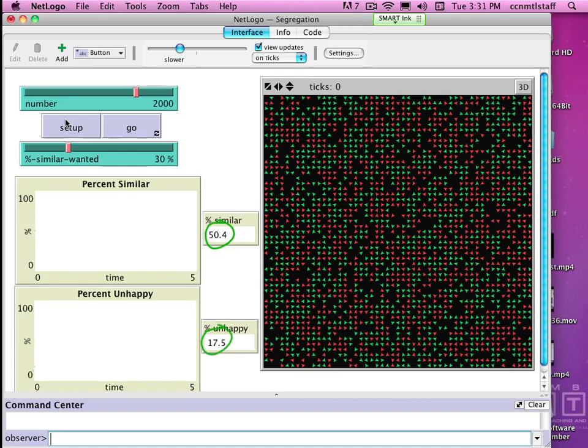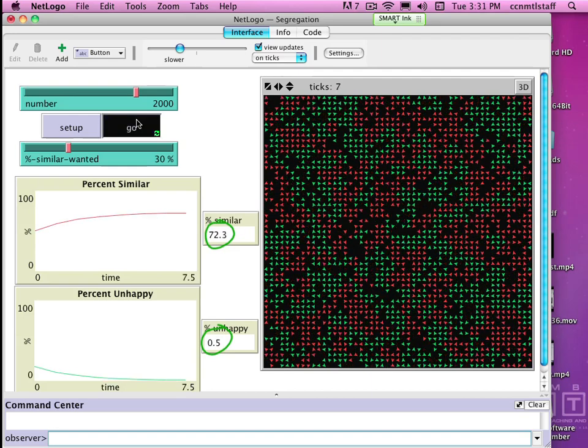What these graphs are going to allow us to do is track these two variables as the simulation goes on. So we set it up, and all we do is hit go, and we'll watch the model operate. It'll stop when everybody is happy, or there's 0% unhappy. Let's see what happens. Okay, the model's done. Everybody's happy.